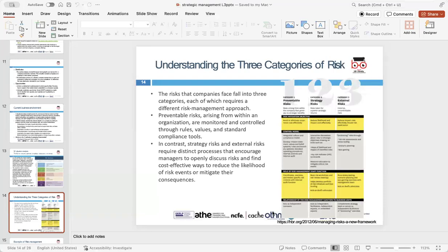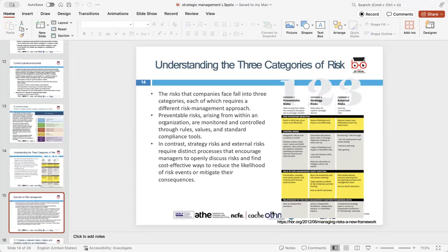Finally, external risks come from outside the company and are often beyond its control. These include risks related to economic conditions, natural disasters, or political changes. External risk requires careful planning, scenario testing, and resource allocation to minimize their impact.